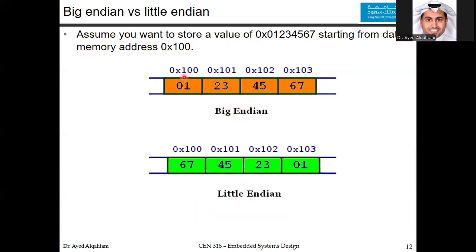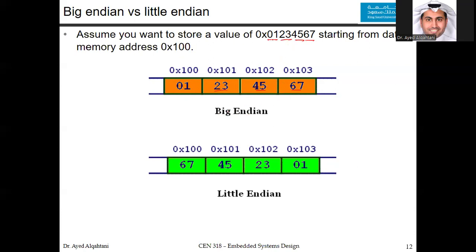For big endian, notice that this value is 32-bit. If we start from this location, 0x100, and then followed by 0x101, 102, and 103, if you adopt the big endian method, you will store this byte first, followed by the next byte, followed by the next byte, followed by the next byte. This is what we call big endian.